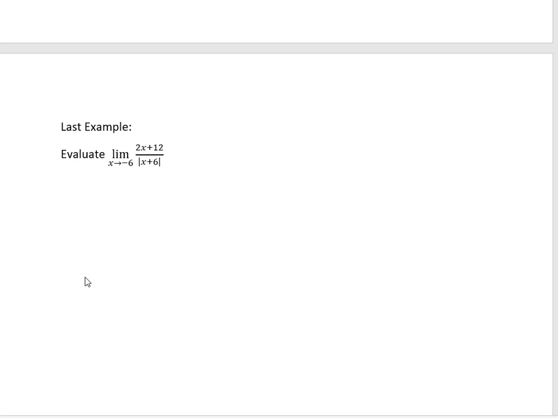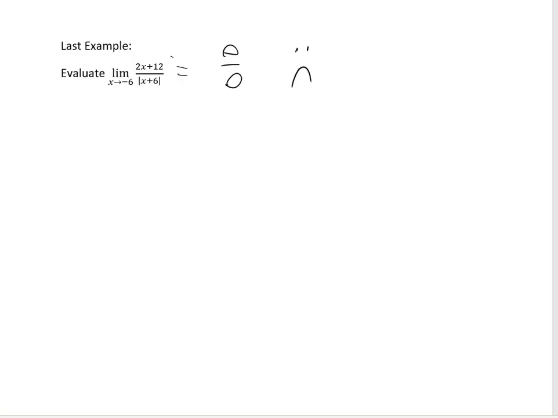All right. So what we're going to have to do for this one is break it down into two different cases. The reason why is if I plug in negative 6, I'm going to get 0 over 0, which makes me a little sad. So when we're doing this one, here's what we need to consider: whether I'm approaching it from the left-hand side or the right-hand side. So we're going to look at approaching it from the left-hand side, and we're going to look at approaching it from the right-hand side.